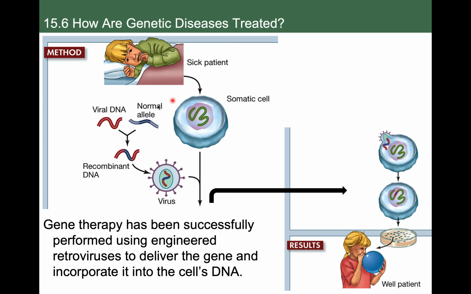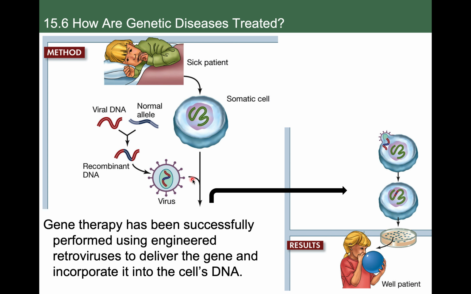And so the basic idea with this is you would have your normal version of the gene that you synthesized in the lab. You would insert that into your virus genome, put that virus genome into a virus particle that's probably been engineered so that it's not going to cause disease anymore, but is still capable of infecting cells. And then you have to introduce that virus to the cells that need that particular normal version of the gene.